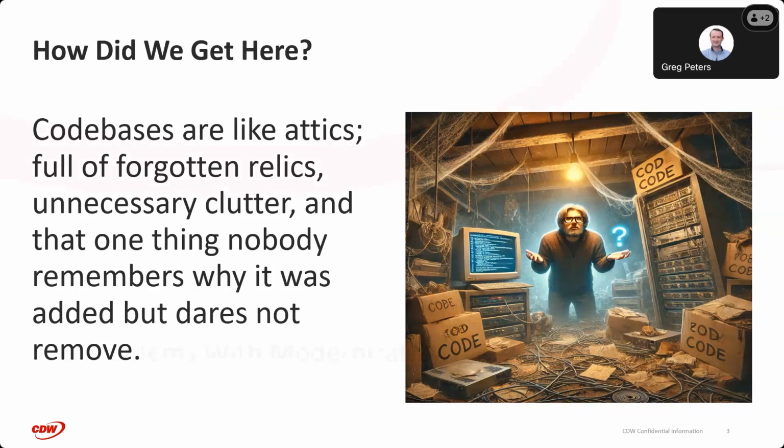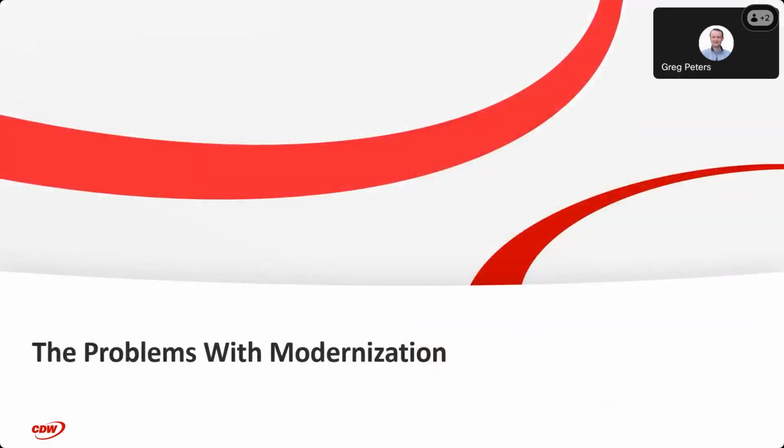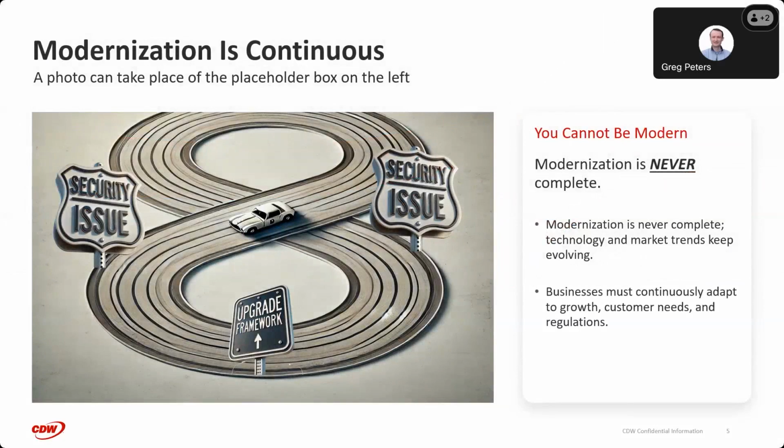So we have a lot of problems with modernization, as I'm sure anybody that's ever dealt with it realizes. One of the primary issues we face is that modernization is a continuous journey, right? Basically, you can never be complete with modernization because ultimately it's a continuous cycle.